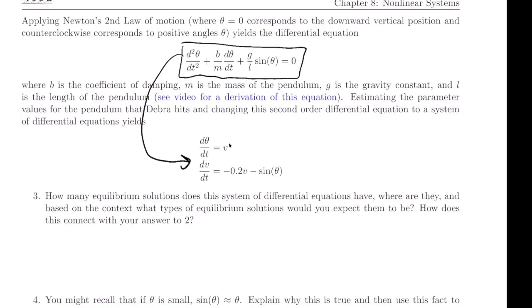And again, the way that we do that is we introduce a new variable v, and we define that as the derivative of the other variable theta. So that gives us this equation over here. And then using this substitution, we can rewrite this equation since we can say dv/dt would be the second derivative of theta.